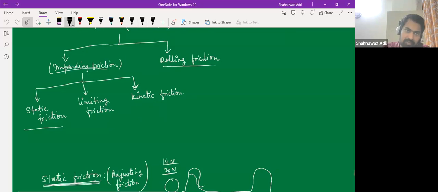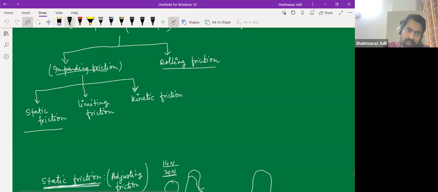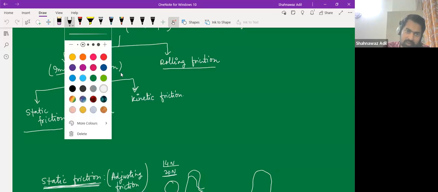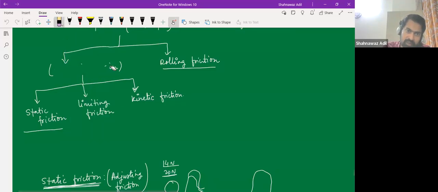Okay, this is sliding, but not the impending. In NCERT it is written simply as friction, so the word sliding is not there, but we can generally say that that is a sliding friction. Okay, so let us quickly recap this and then we can go ahead.